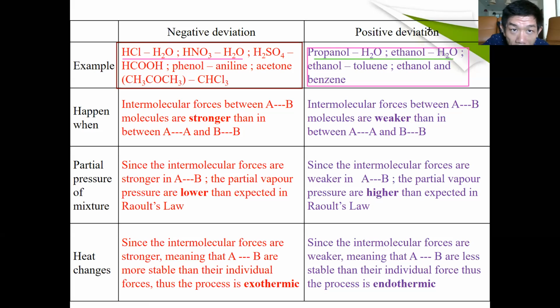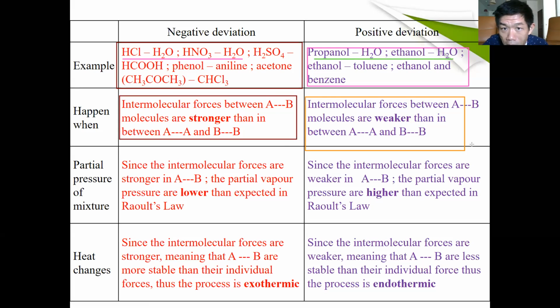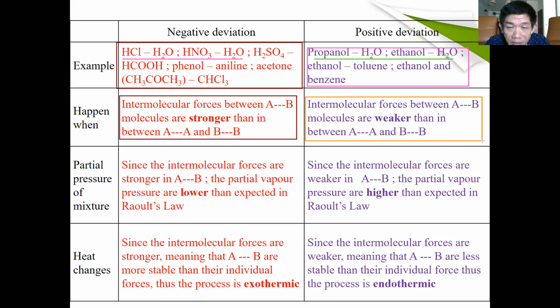Let's have a look together at what causes a negative and a positive deviation. We say that it has a negative deviation when the intermolecular forces between the mixture are stronger than those of the individual A and B respectively. Conversely, for a positive deviation, the intermolecular forces between A and B are weaker than those of AA and BB respectively. So how do we determine which one is stronger and which one is weaker? Later we will have a look together.